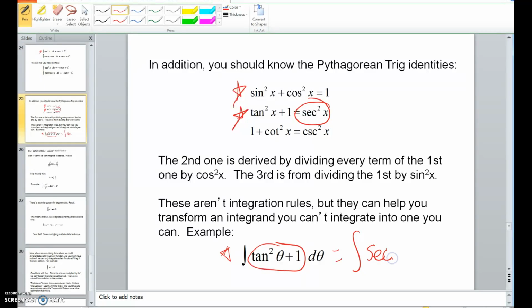So if I just switch tan squared theta plus 1 to secant squared theta, now I know how to integrate this. Secant squared is the derivative of tangent. So we're back to a problem we know how to do. So the Pythagorean trig identities are not anti-differentiation rules, but they can be useful to help get an integral to a form that we know how to integrate.